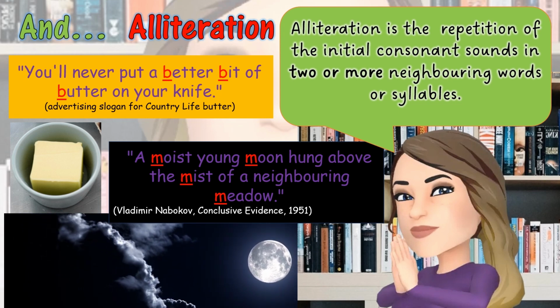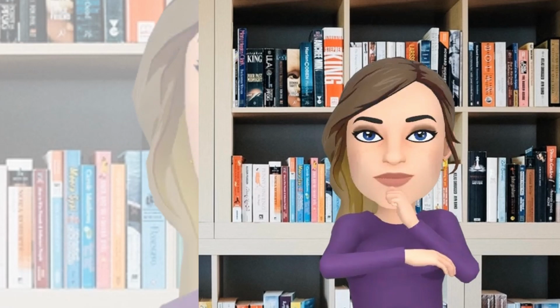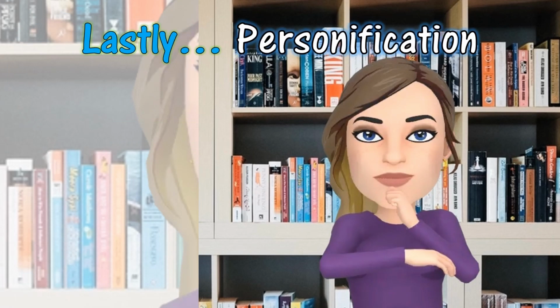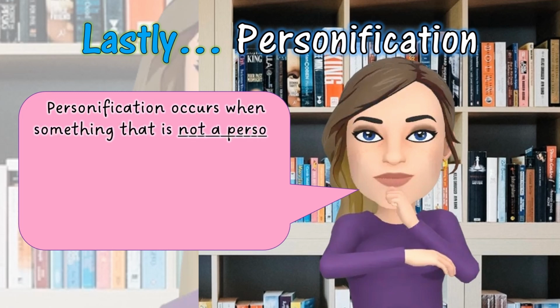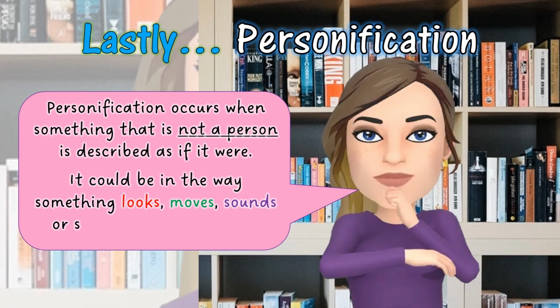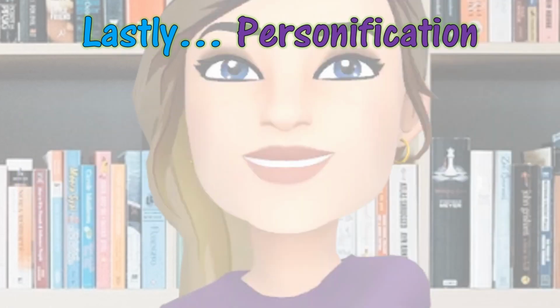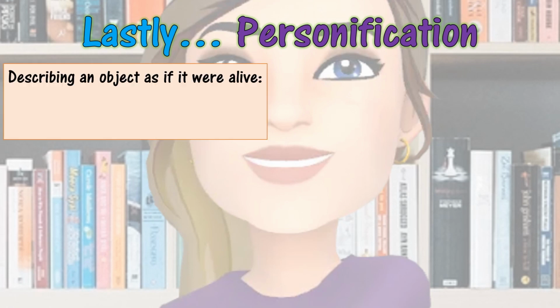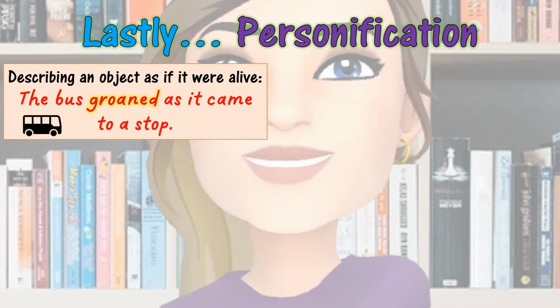Lastly, personification. Personification occurs when something that is not a person is described as if it were. It could be in the way something looks, moves, sounds, or some other aspect of it. For example, you could describe an object as if it were alive. The bus groaned as it came to a stop. Groaned is a human emotion, which makes it personification.